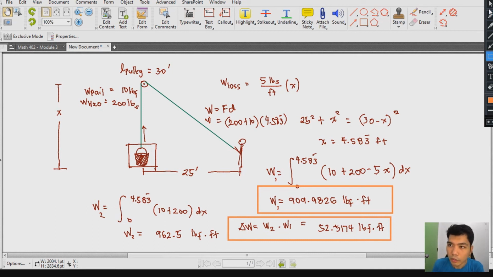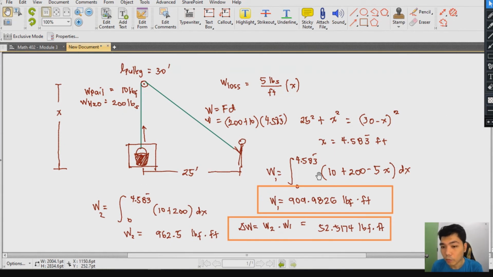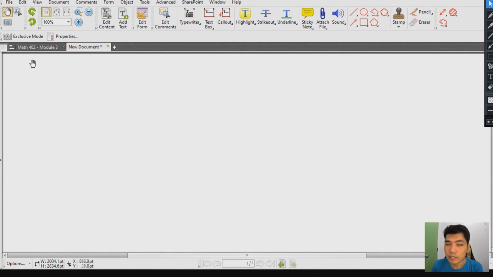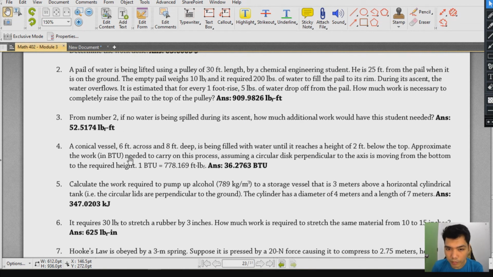So remember, we computed the additional work because that's what is asked in this problem, no? Because if it's just the work with no spill, that's 962.5, but since it's additional work, then we have to subtract that from the original value. Okay, so I think that's all for this pulley. So let's move forward now to the next one, which is a filling problem.